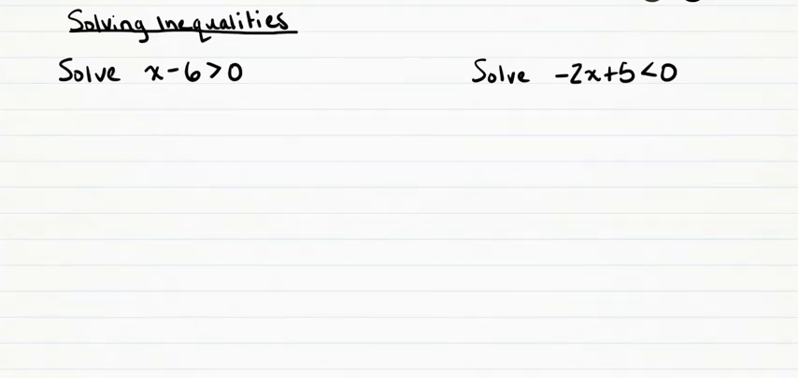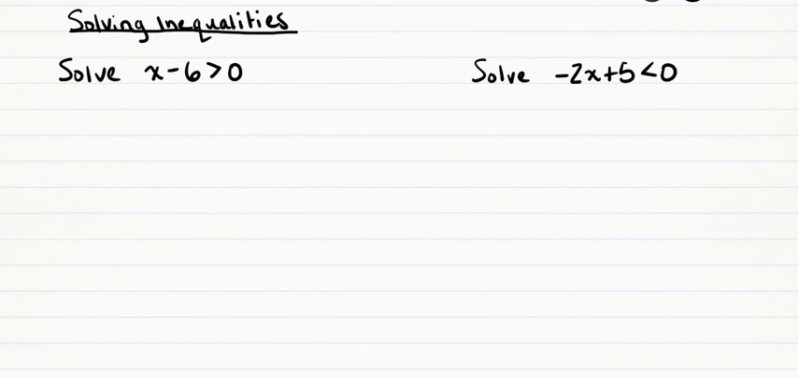Hello, this video is going to go through some examples of solving linear inequalities. So our first question says solve x minus 6 is greater than 0. And when we're solving inequalities, we're going to be finding a solution set as opposed to just a specific value for the solution. So in other words, there's going to be a whole set of values for x that will work to satisfy this inequality or to make this inequality true.